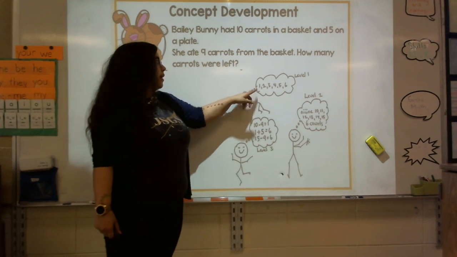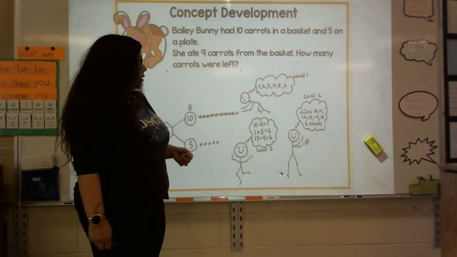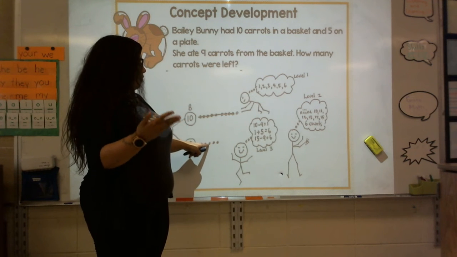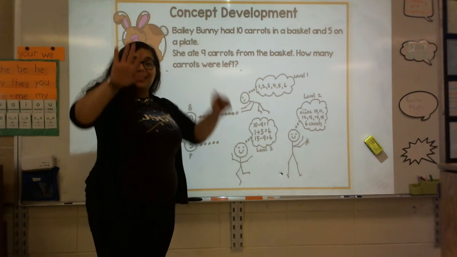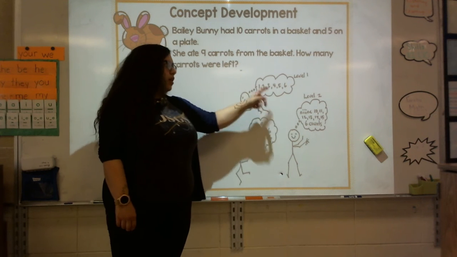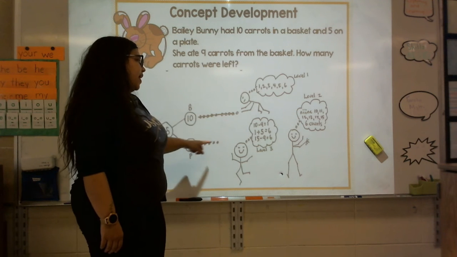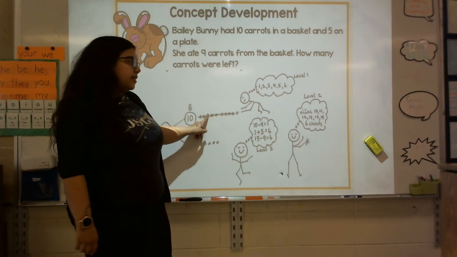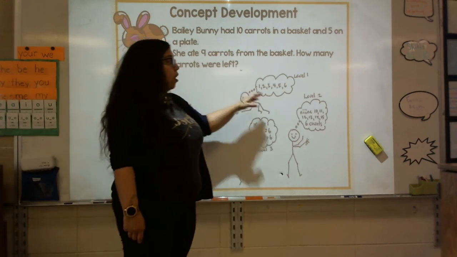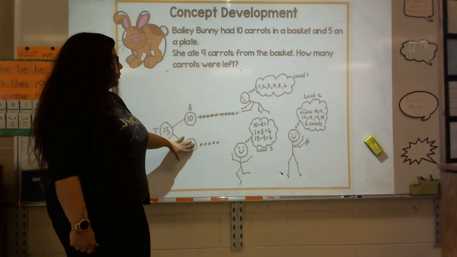We can count all, 1, 2, 3, 4, 5, 6. We can count on, so we said 9, 10, 11, 12, 13, 14, 15. That's 6 counts. So we counted on what was left. Or we could do, so it's level 1, level 2, and level 3. So 10 minus 9 is 1, okay? And then 1 plus 5 is 6, which means 15 minus 9 is also 6. Those are the different steps in which we can use to solve the problem. Count all, count on, or move the pieces around, okay?